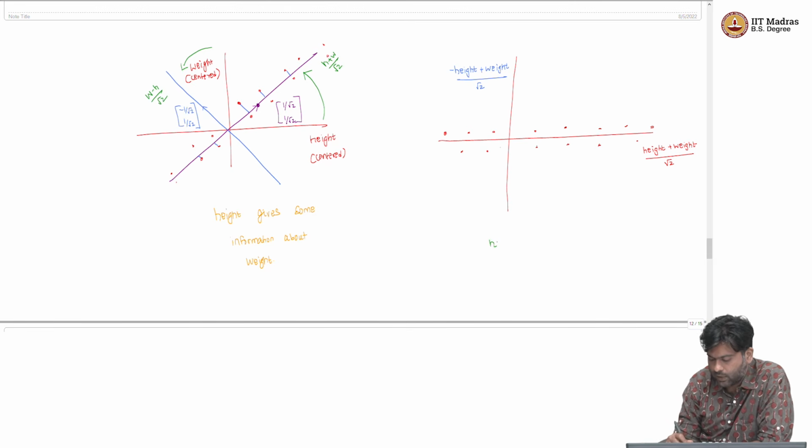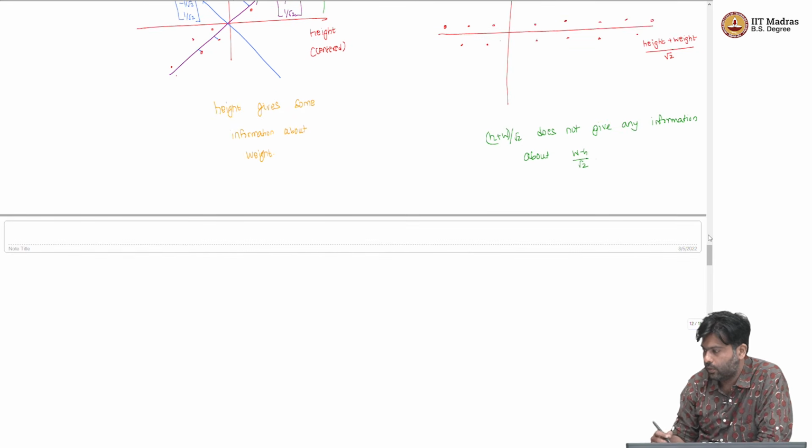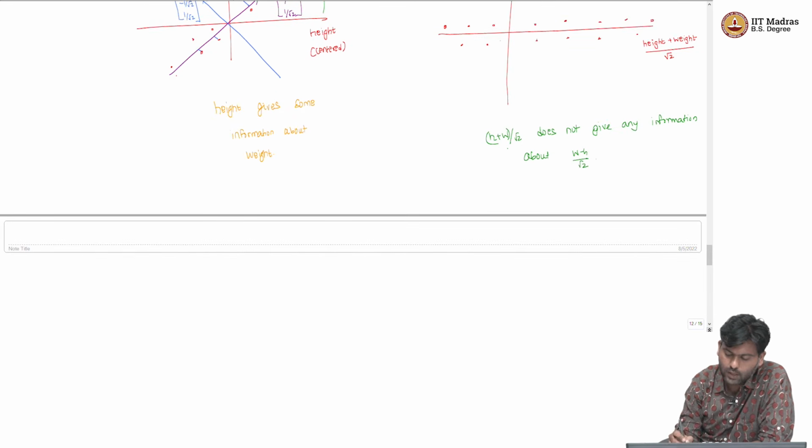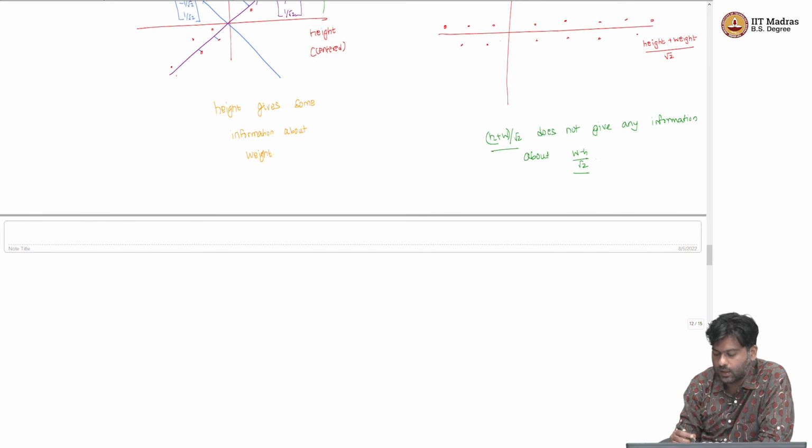So, in other words, height plus weight over square root 2 does not give any information about weight minus height by square root 2, right. In other words, these two directions, the W1 and W2 directions, and the values that we project onto these directions, the terminology is that these directions are decorrelated for this data set, right.